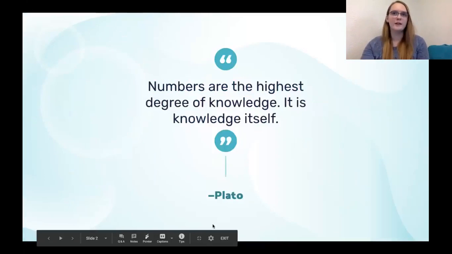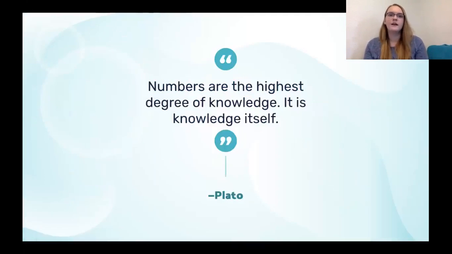Plato once said that numbers are the highest degree of knowledge. It is knowledge itself. As we journey through unknown territory, I believe that numbers are one of the most important things that we can hold on to. We can find math in the most unexpected places, and we can use the information to determine the best paths forward.